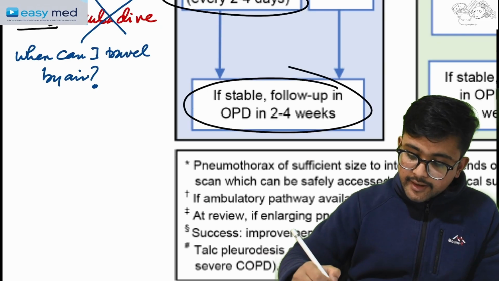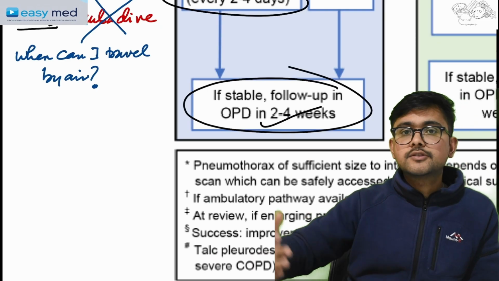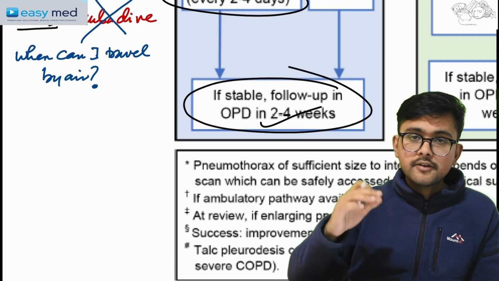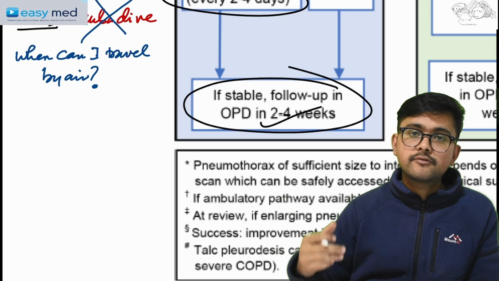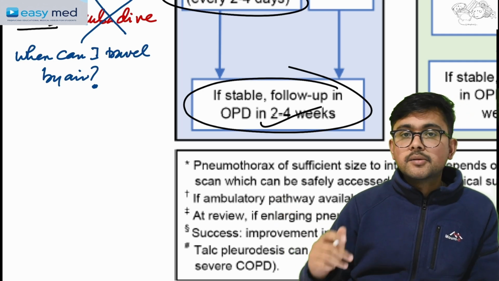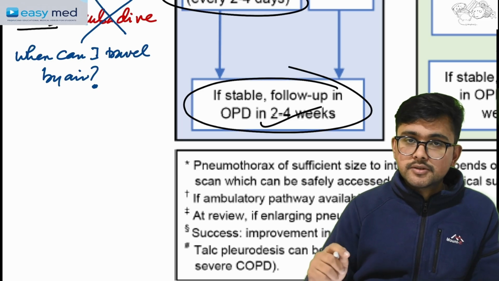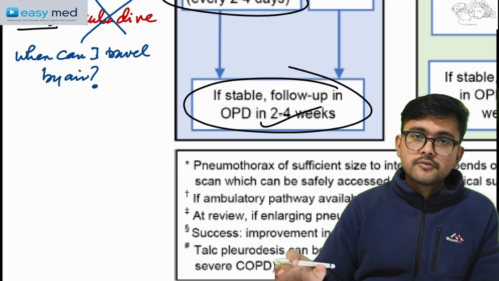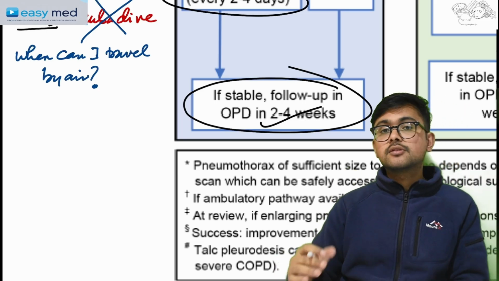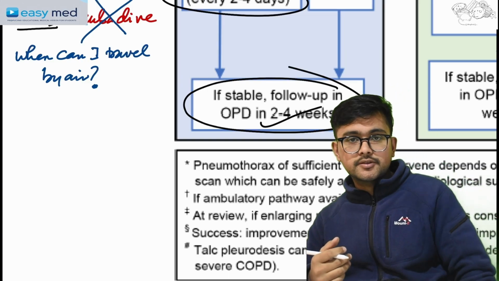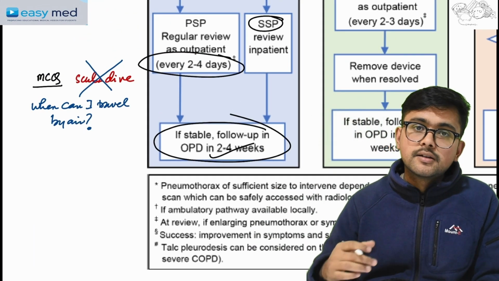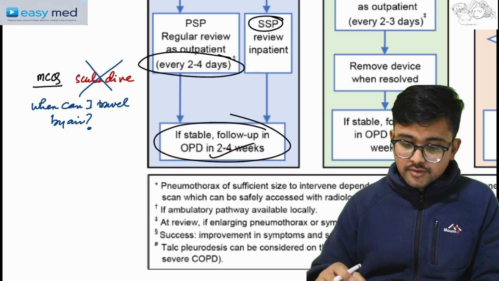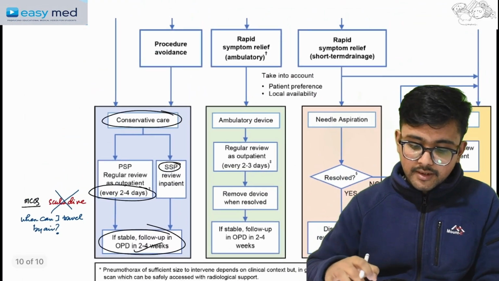When you do a check X-ray in 2 to 4 weeks after resolution of the initial pneumothorax, if there is no residual pneumothorax left, then this patient is safe to travel by air. But any patient with primary spontaneous pneumothorax is banned for life for scuba diving. Again, that is based on the latest British Thoracic Society guidelines. The nature of guidelines is such that they can change, so it's your responsibility to stay updated.